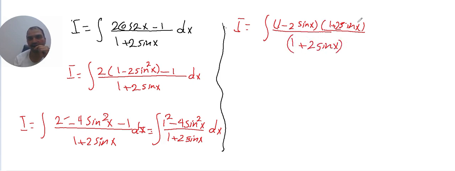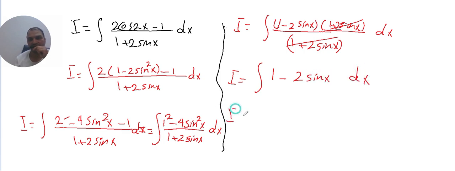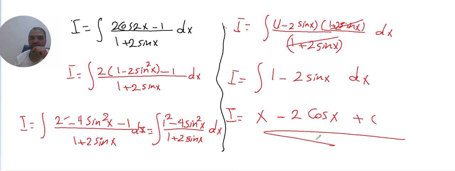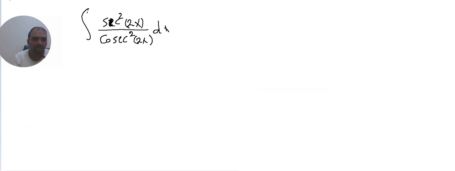You can simplest cancel. So the simplest answer you can write here, integration of 1 subtracted by 2 sine x dx. You know, integration about 1 here, it will be x. And integration about sine will be cosine, right? 2 cosine x plus constant, okay? It's the last answer.